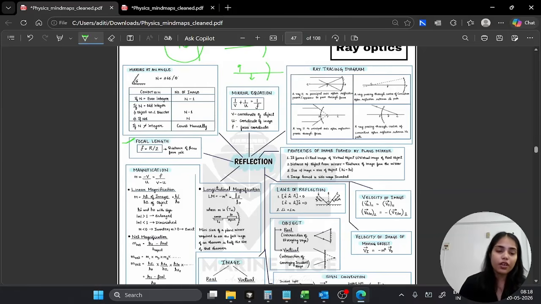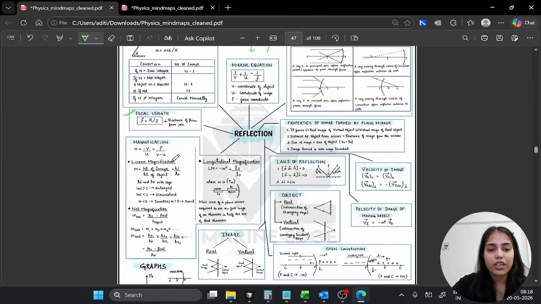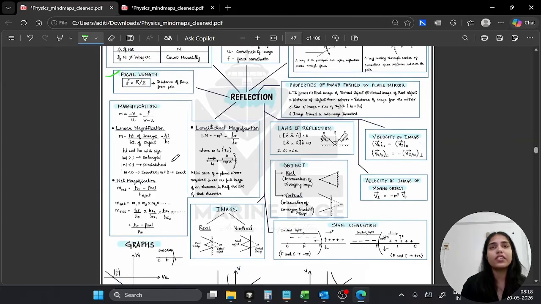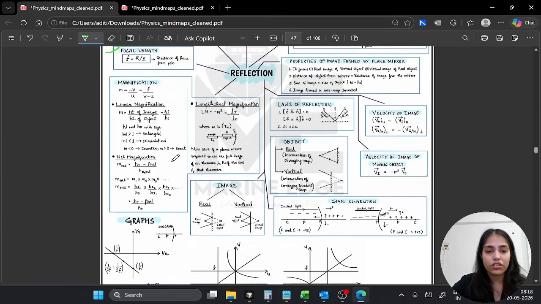Next, we have linear magnification. That is height of image divided by height of object. If it is greater than 1, then the image will be enlarged. If it is less than 1, the image will be diminished. Then we have net magnification: height of image final divided by height of object. And if you have multiple mirrors or multiple lenses, then we just multiply the magnifications.